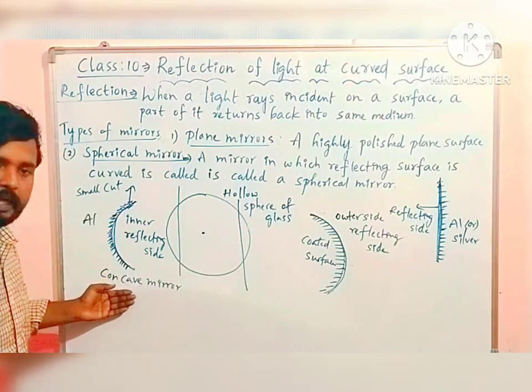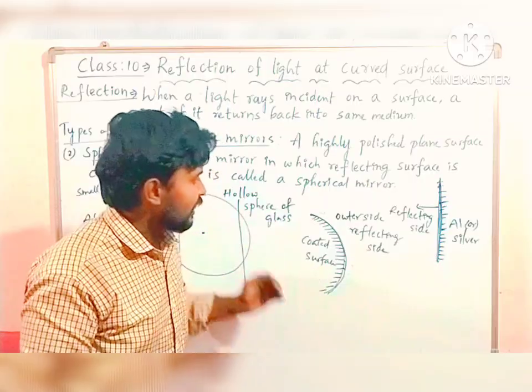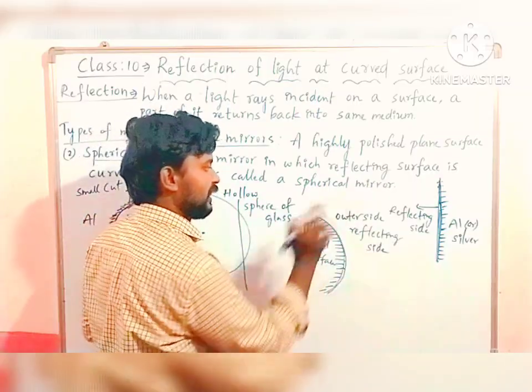This is called a concave mirror. When it comes to a convex mirror, the outer surface will act as a reflecting surface.